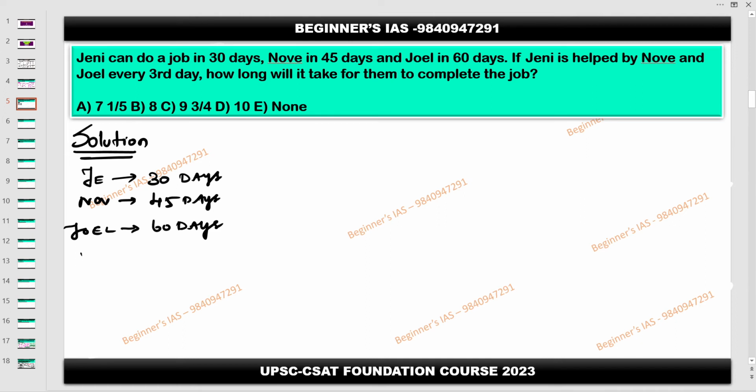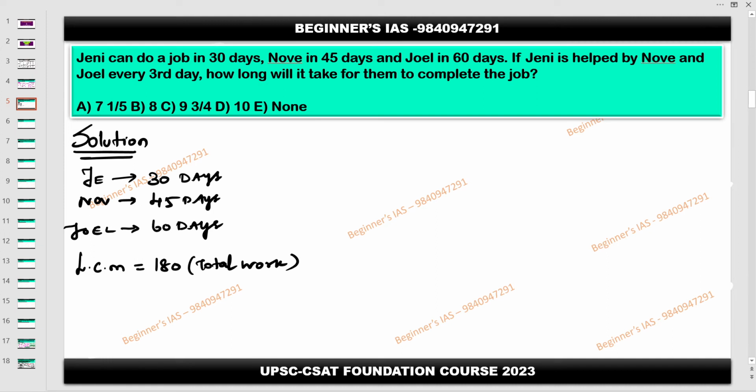First of all, what you need to do is take the LCM. What is the LCM of 30, 45, 60? 180. People, please tell me whether you need me to explain how to take an LCM. If so, I am ready to explain. No, sir. Fine. So the LCM is 180. Therefore, this is nothing but the total work. That work you can take as any object.